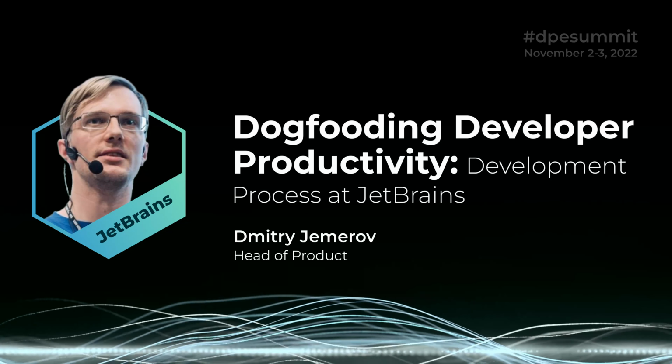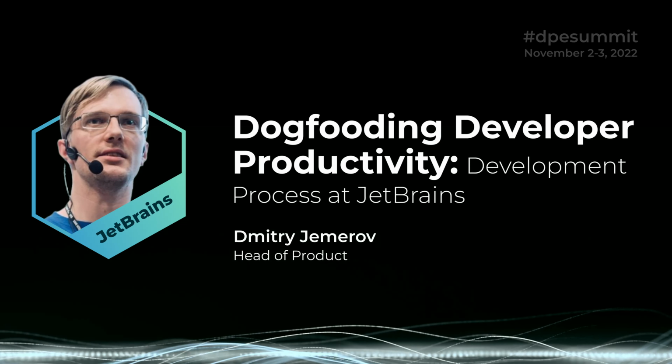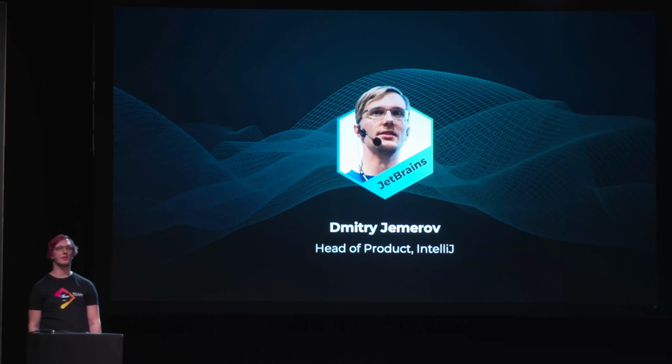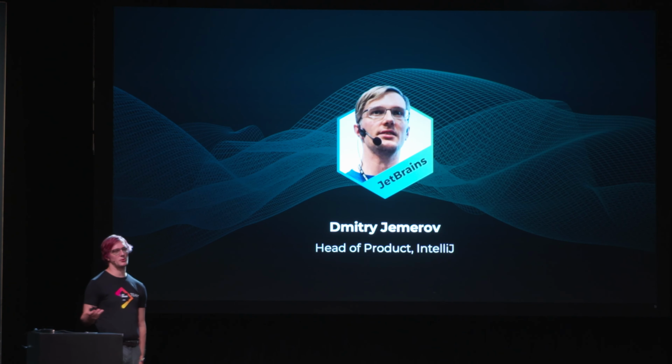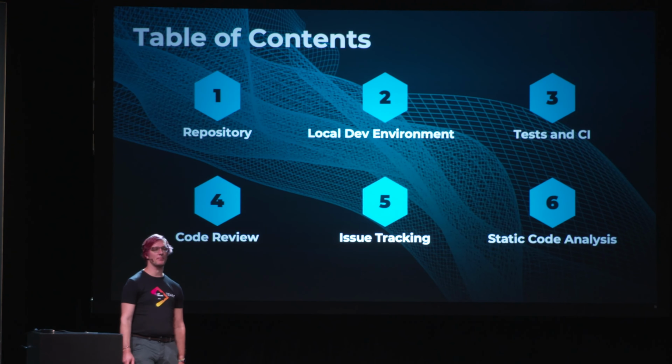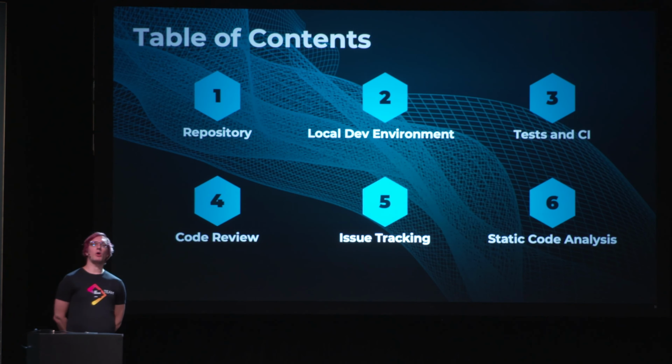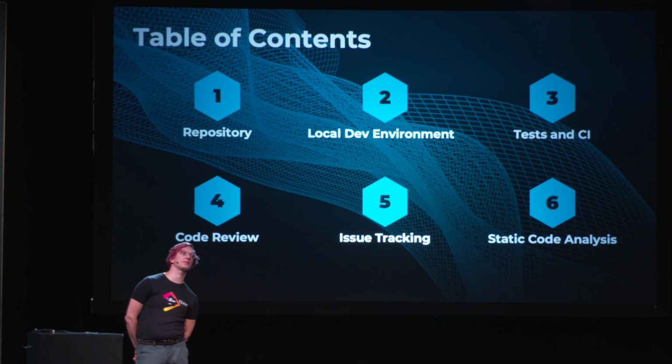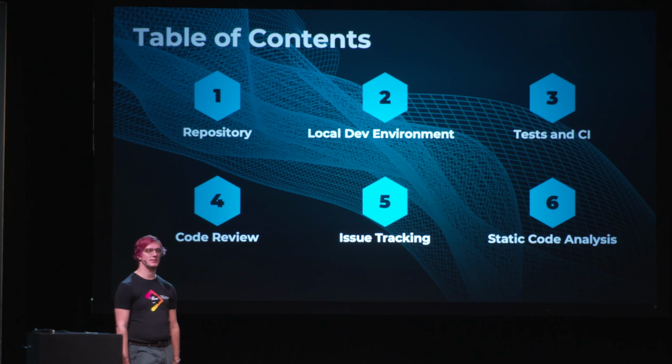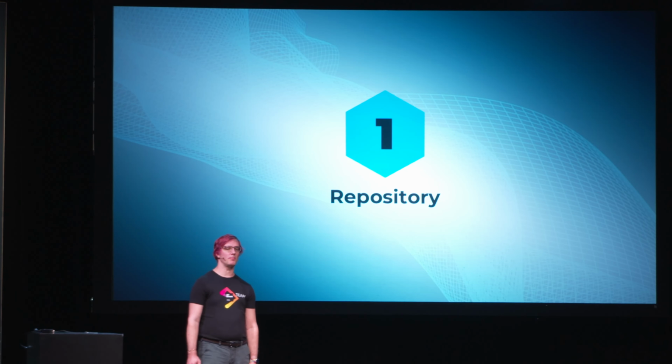My formal role at the company now is the head of product for the IntelliJ department, but I also have been doing a lot of technical work and still doing technical work. So I'm also talking about the tools that I use myself. So we'll basically run through all the stages of how the development process for IntelliJ works, how the repository is set up, how the local development works, what happens on CI, and then after that, how we do code reviews, how we track issues, and what tools we use for static analysis. So let's start with the repo.